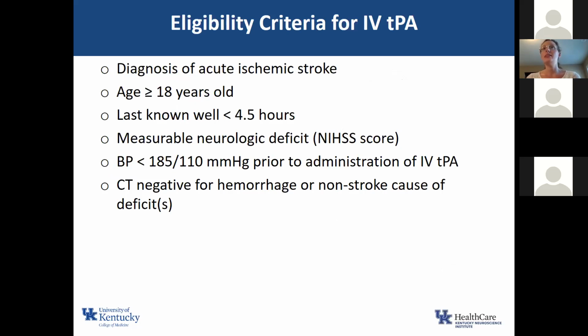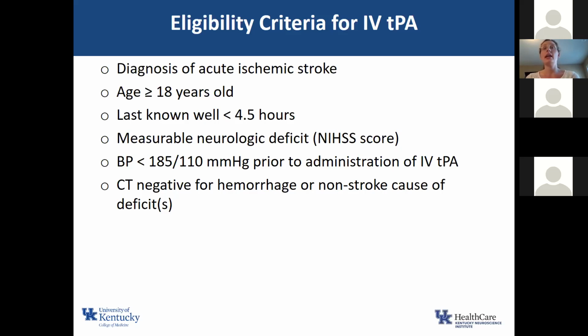So this gentleman, at least time-wise and based on his CAT scan, looks like he is a candidate for TPA. He's within the 4.5 hour window. Based on his clinical presentation and his examination, we are concerned for an acute ischemic stroke. So of course, that's number one. You have to suspect that this even is a stroke in the first place to give TPA.